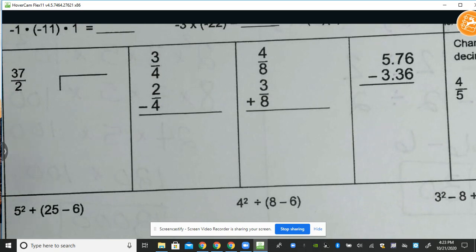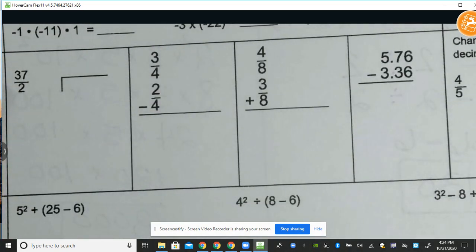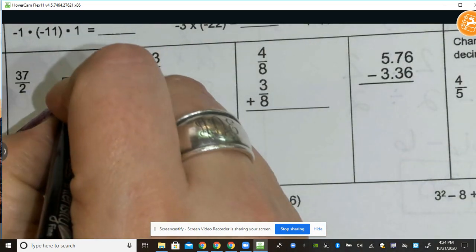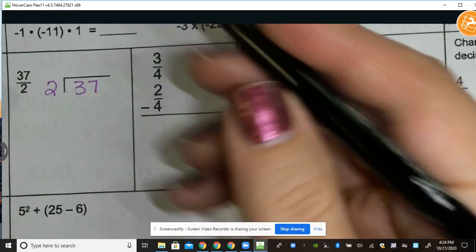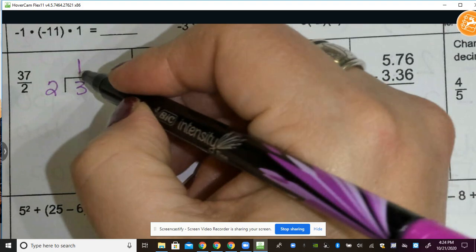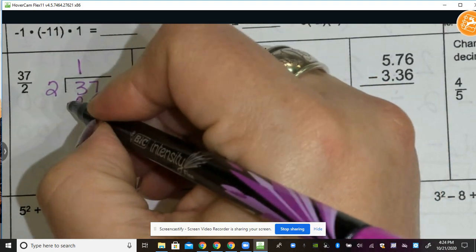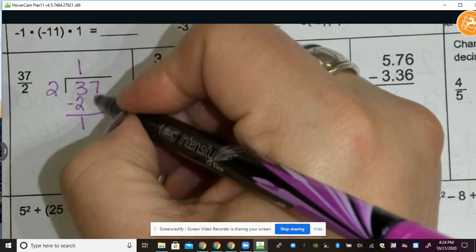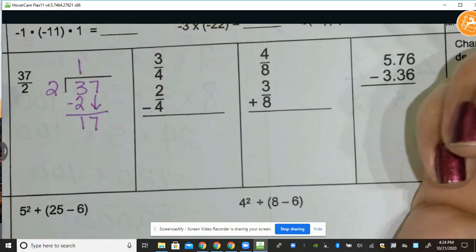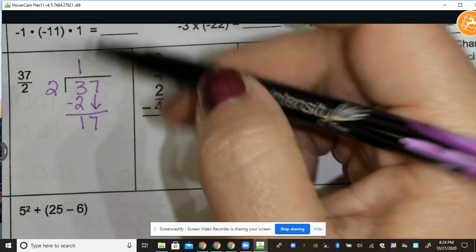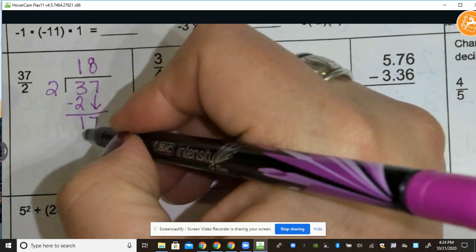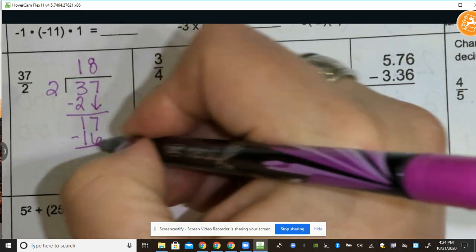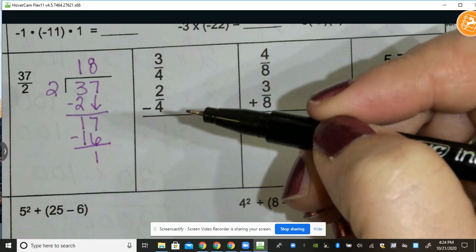So how many times? So 37 divided by 2. So 37 is going to go on the inside, 2 is going to go on the outside. So 2 can go into 3 one time. 1 times 2 gives me 2. I subtract, I have 1. I bring down my 7, so I have 17. Well, 2 times what gives me something close to 17? Well, 2 times 8 gives me 16. That's only 1 away, so I have a remainder of 1.